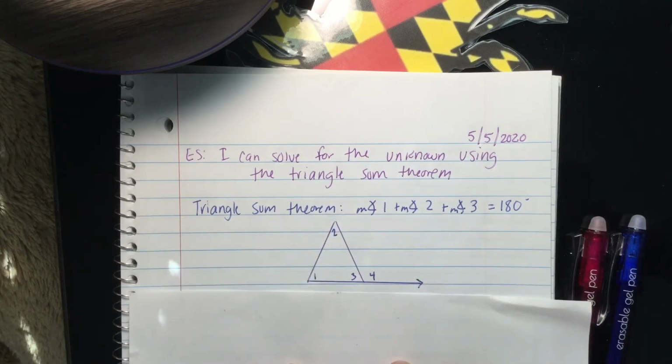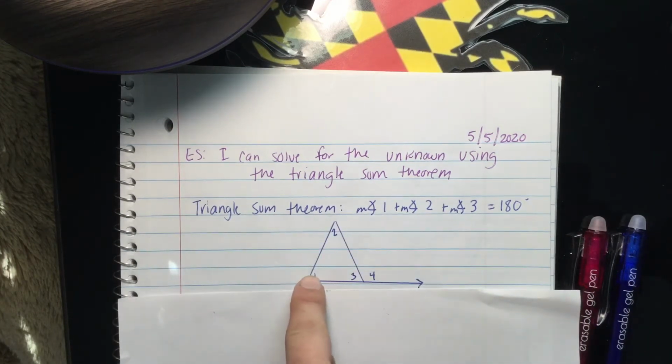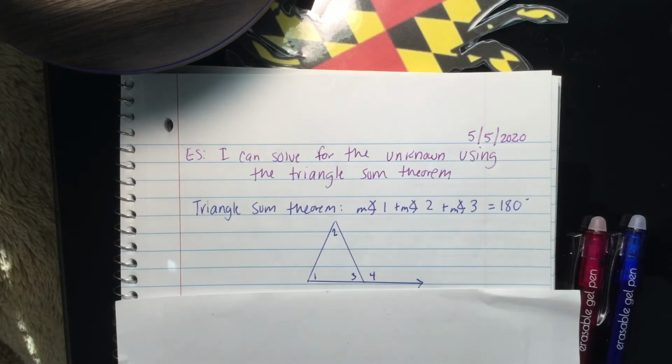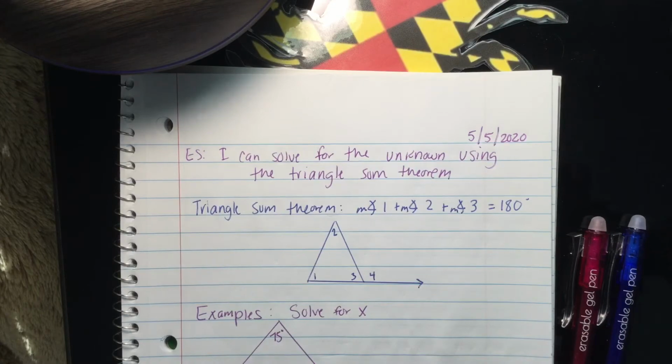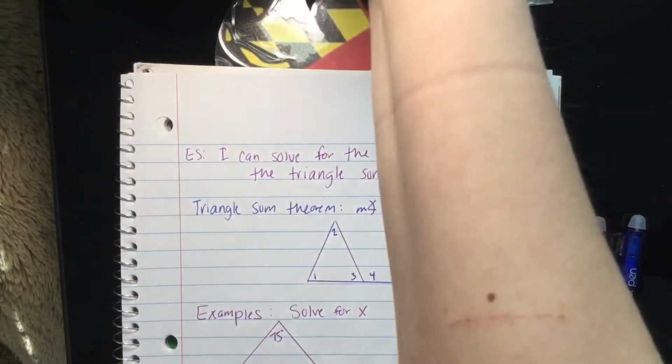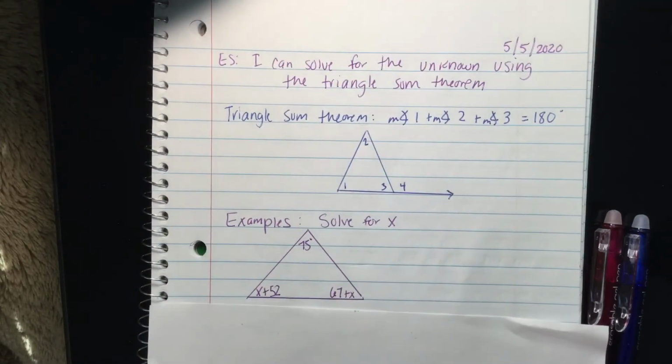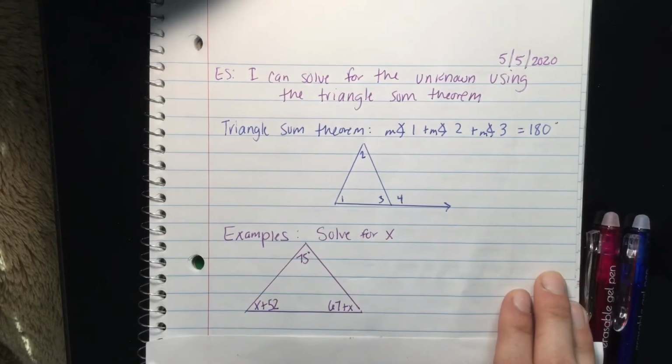All right, so basically if you look at this triangle right here, we've got angle 1, 2, and 3, and that equals 180. The sum of it all will equal 180. That is the most important thing you need for today's lesson, is to remember that the measures of all interior angles equals 180. Okay. So we're going to have 3 examples for us to use solving for x.